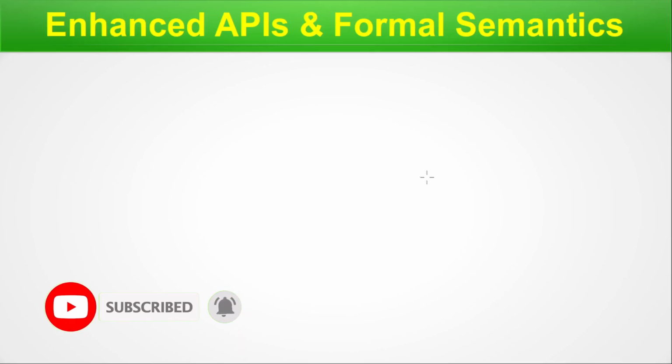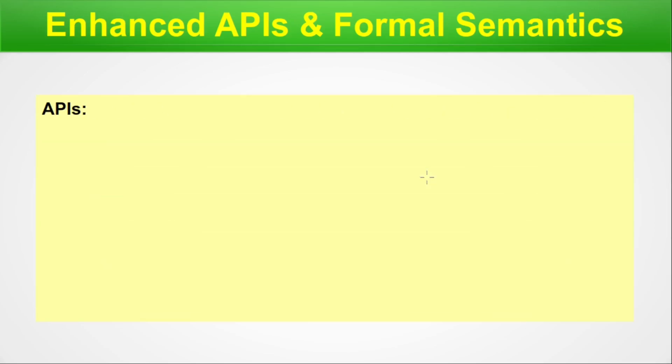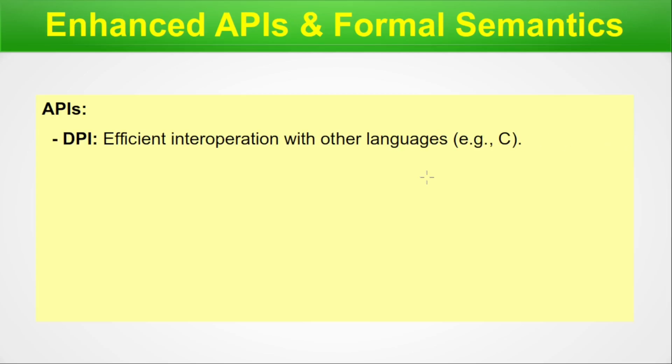Enhanced APIs and formal semantics. So we are now going to a different part of SystemVerilog where we have APIs. In general, APIs are like plug and play ports of the software or a language. That means we have plug and play kind of features. DPI or the direct programming interface. It has efficient interoperation with other languages like C.